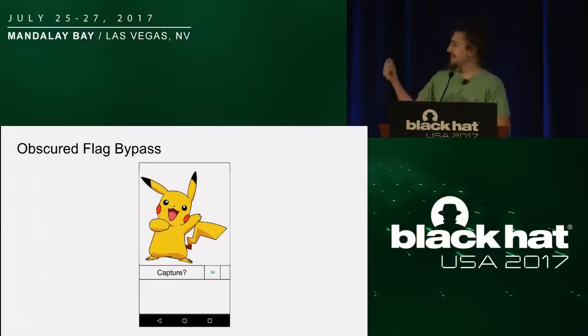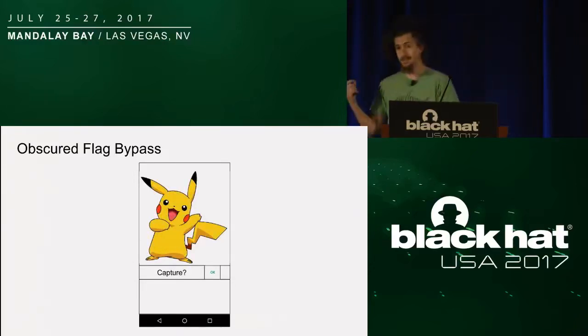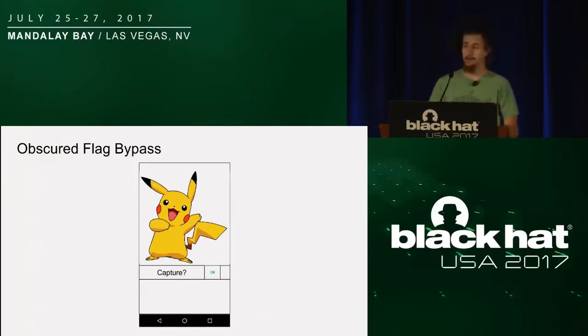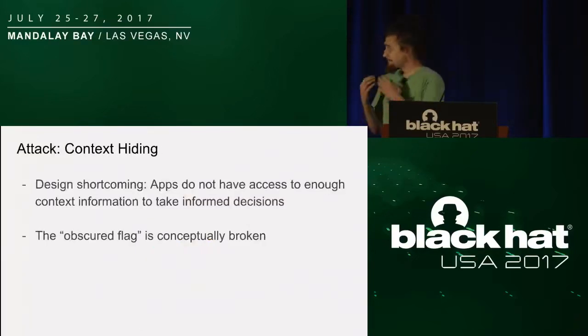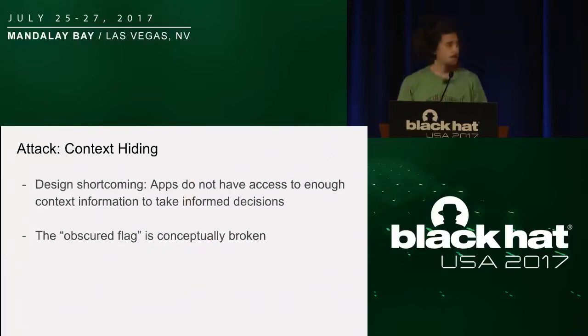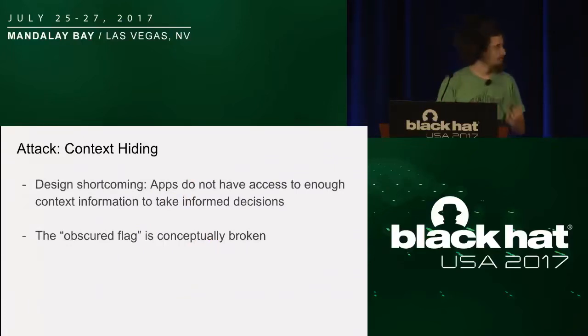And the thing is that these buttons protected by this obscure flag are usually very generic. And so as long as you can hide the context, the attacker wins. So more in general, we call this context hiding attack. The big issue is that applications do not have enough context information to take informed decisions. And the obscure flag to us seems conceptually broken. It's not enough to protect only the button, you need to protect the entire UI.